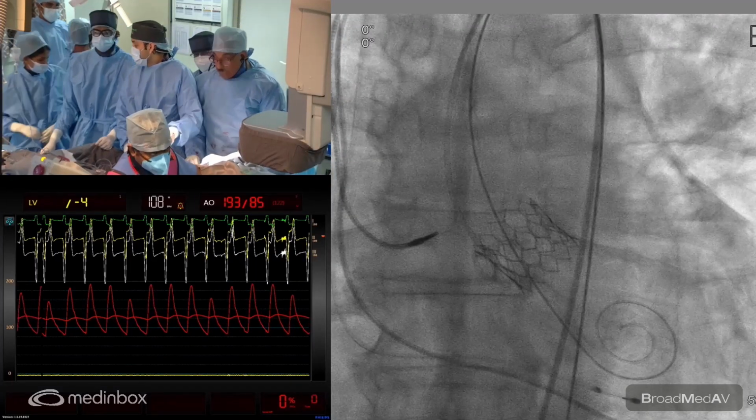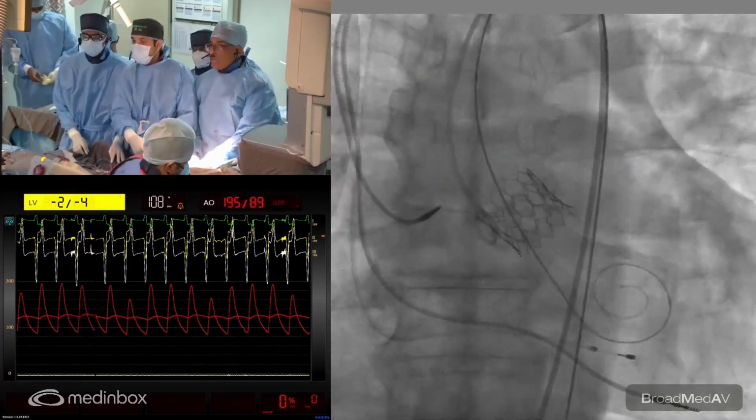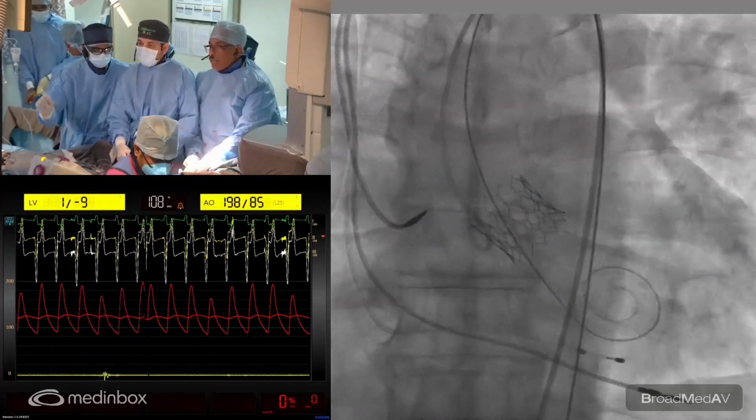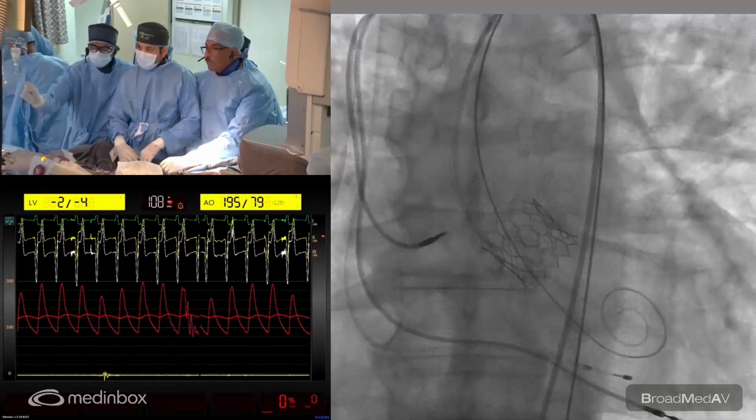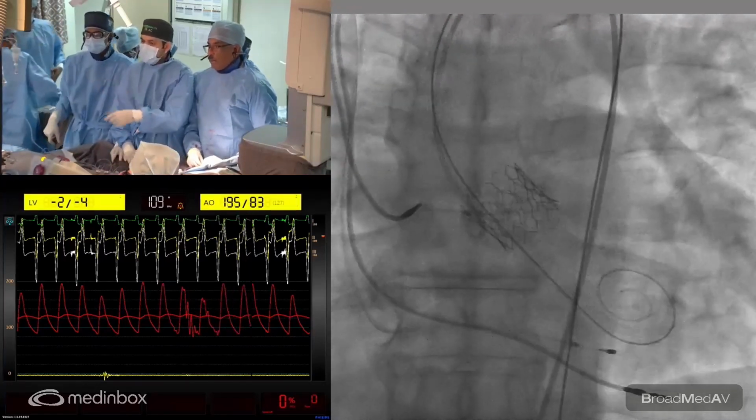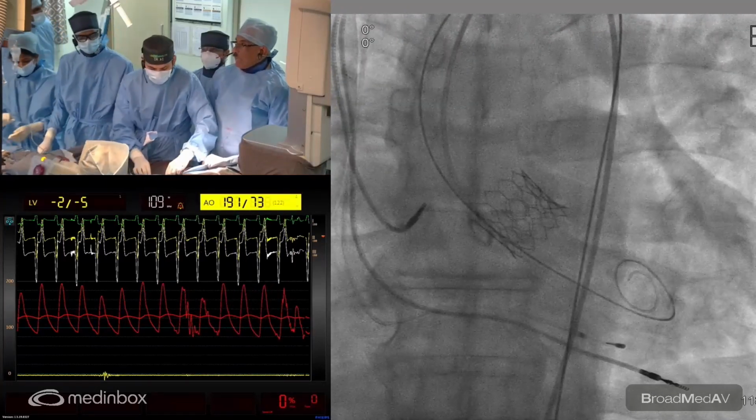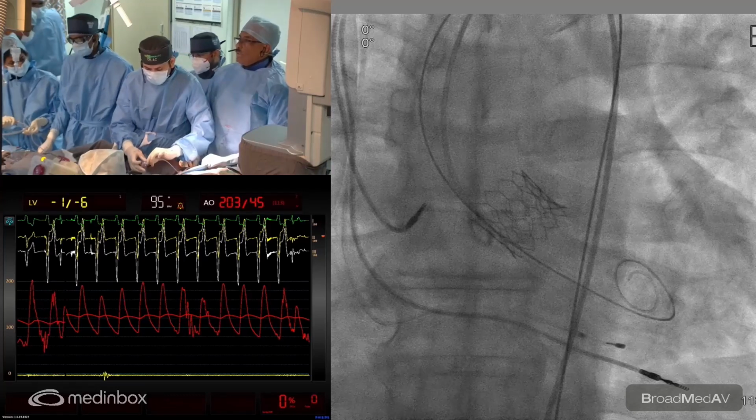Okay, so now what we're going to do is a pigtail aerogram to check. So sir, we'll take the wire and remove the wire. Shall we now push the pigtail in? Yeah, that's fine. Let's put a wire on the pigtail.